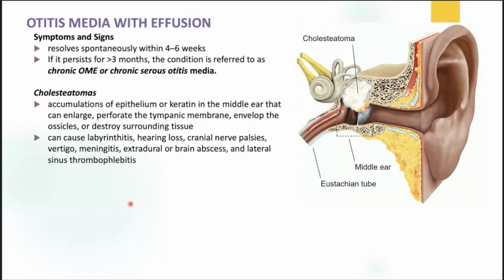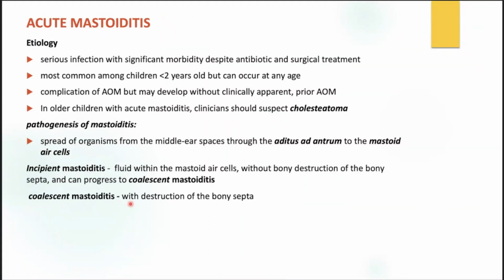Acute mastoiditis is a serious infection with significant morbidity despite treatment. It's common again among children less than 2, but it can occur at any age, and it may be a complication of AOM but may develop without clinically apparent conditions. In older children, clinicians should suspect a cholesteatoma.